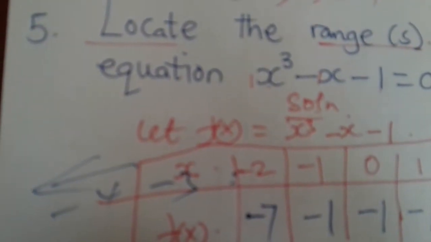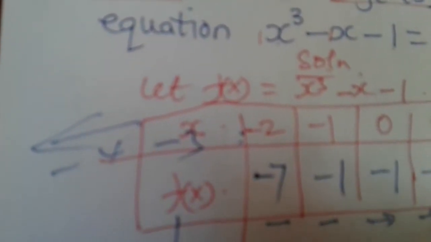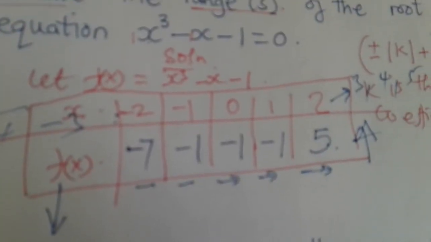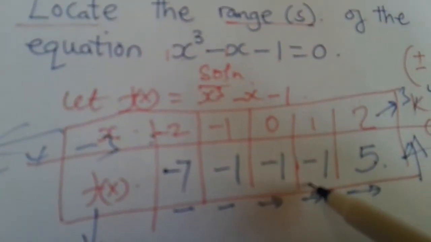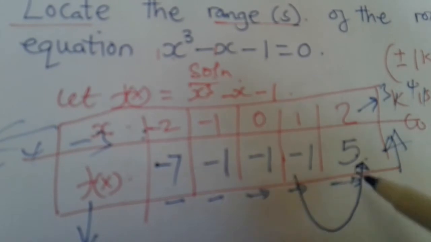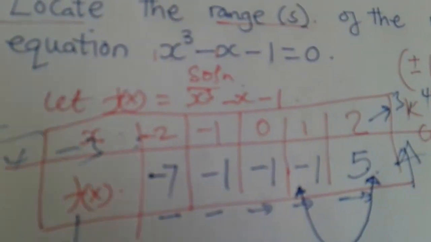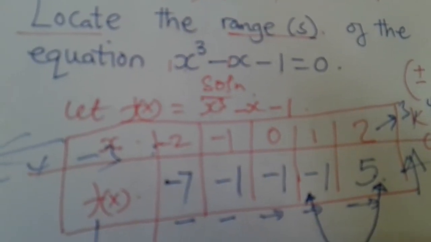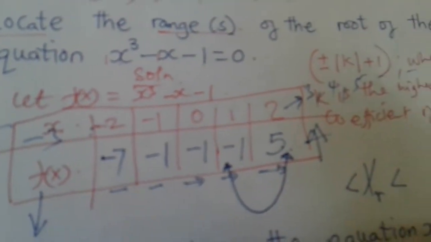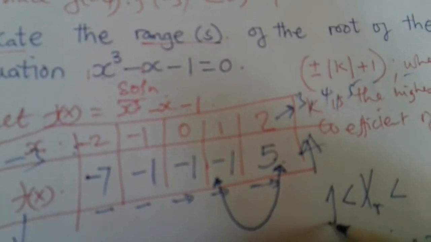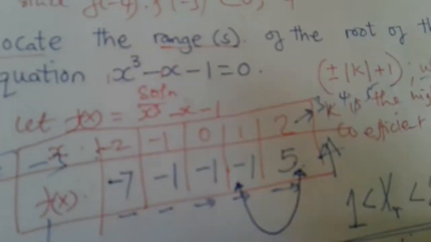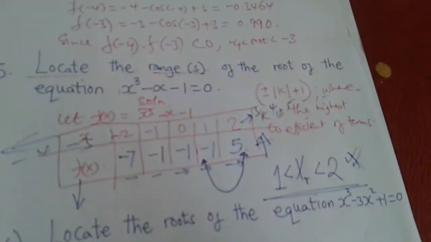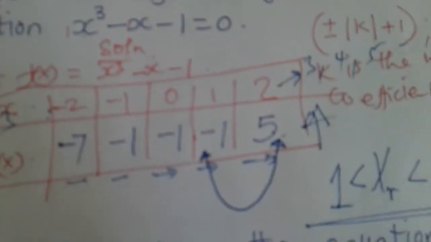Therefore, you will see that we go from negative, negative, negative, negative, and then we enter into the positive region of f of x. And clearly you will see that f of x changes sign between 1 and 2. So the range for the root must be between 1 and 2. So we have got only one range where our root of the equation lies.